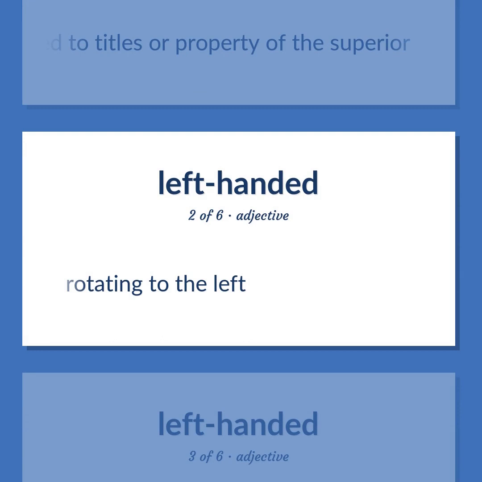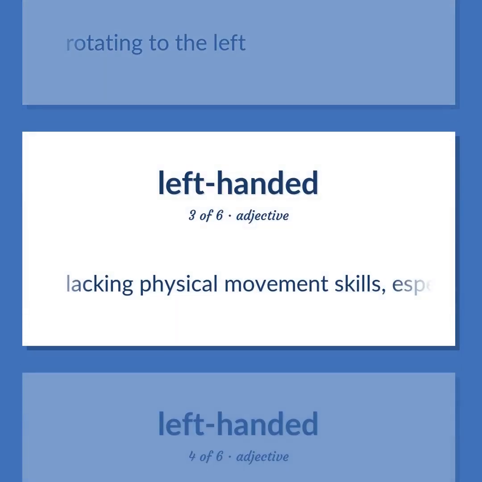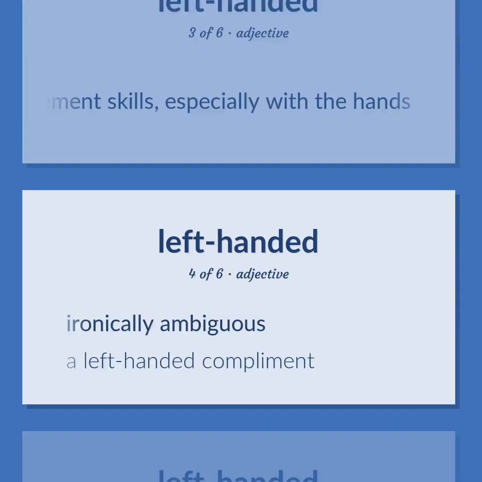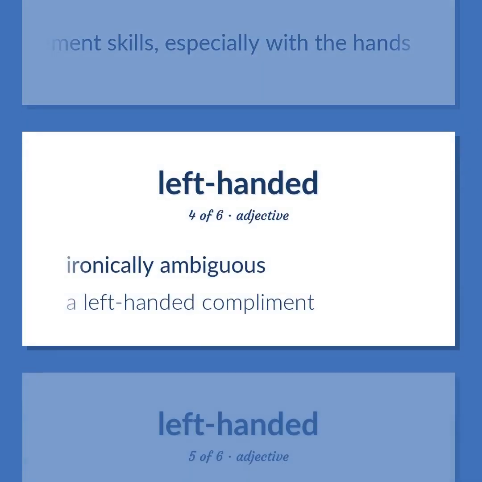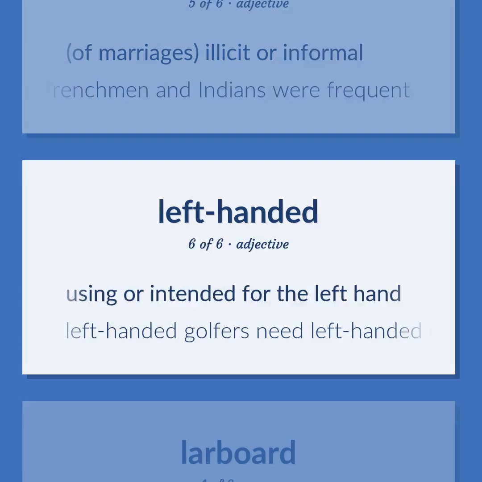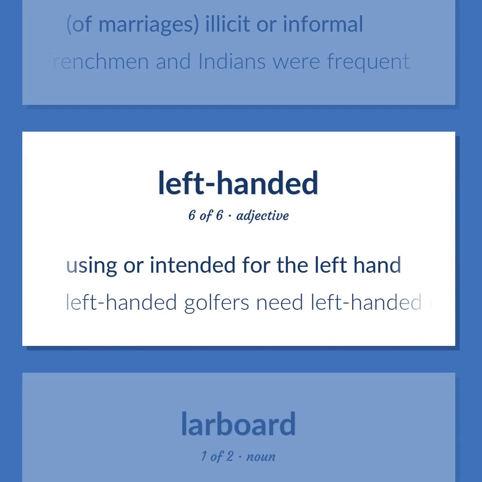Rotating to the left. Lacking physical movement skills, especially with the hands. Ironically ambiguous. A left-handed compliment. Of marriages, illicit or informal. In colonial America, left-handed marriages between Frenchmen and Indians were frequent. Using or intended for the left hand. Left-handed golfers need left-handed clubs.